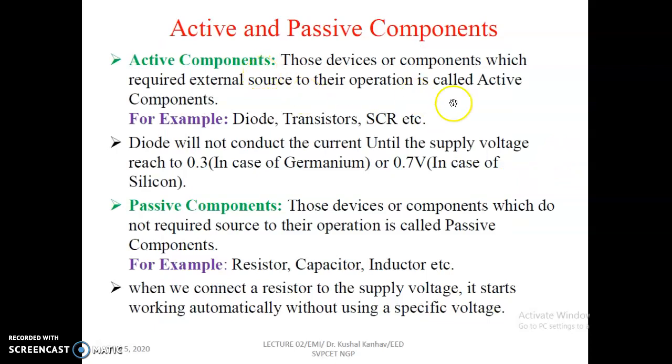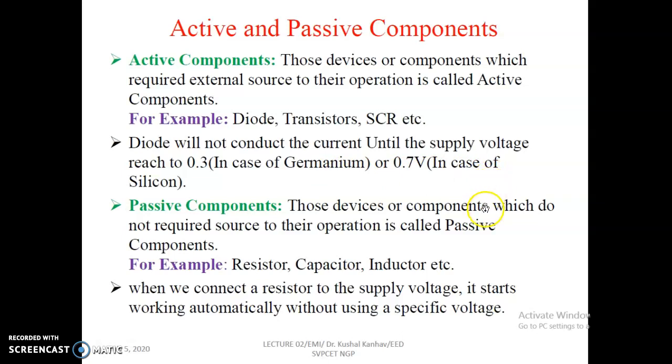Now we can define active components as devices or components which require an external source for their operation. They are called active components. For example, diode, transistors and SCR. We know that a diode will not conduct current until the supply voltage reaches 0.3 volts in case of germanium or 0.7 volt in case of silicon.